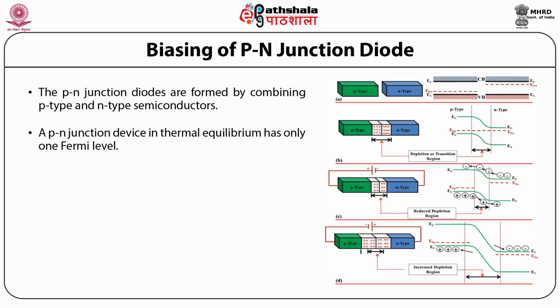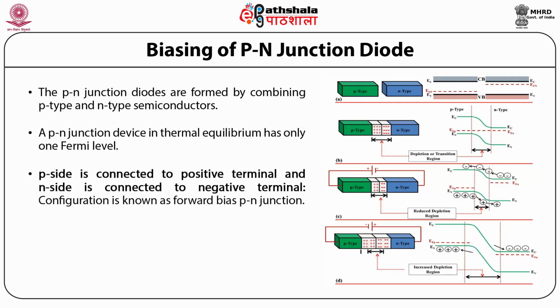Now let us consider that a voltage is applied across this PN junction in such a way that the P side is connected to the positive terminal and N side is connected to the negative terminal. This configuration is called forward bias PN junction, which is shown in figure C.